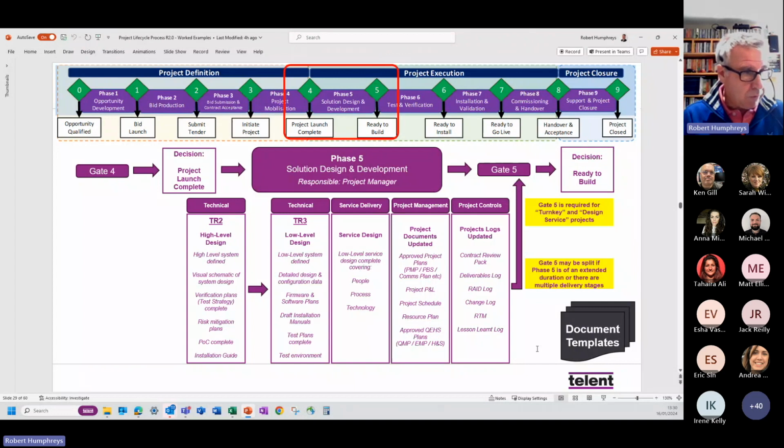So once again, we've gone through those 2 technical reviews at high level and low level. If there's service involved, we've gone through that service design. On the project management side, we've got not just the documents in place that we need, but also the logs that help put those controls in place, that not only show the status of the project, but also make sure we've got the appropriate controls of scope, risk, whatever we need to keep that project on track.